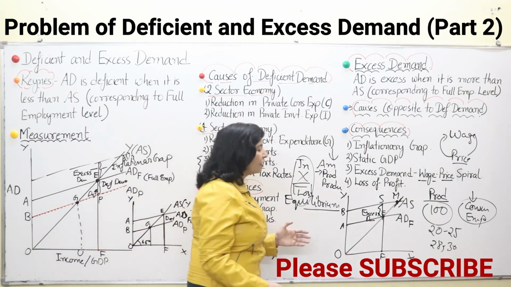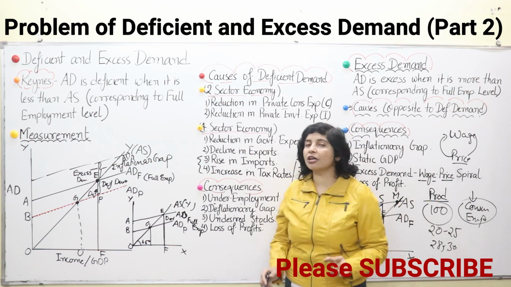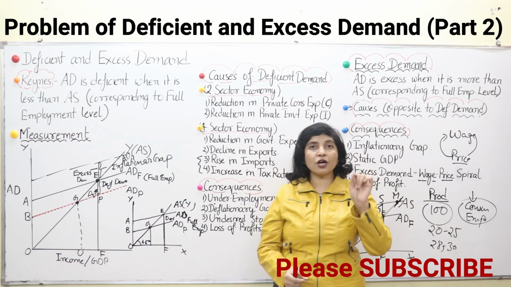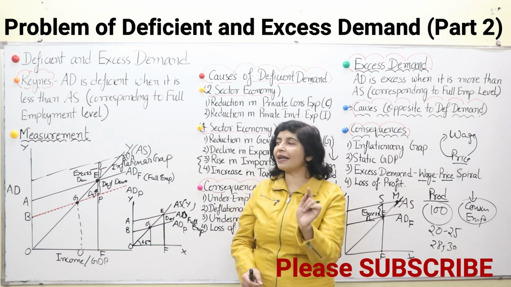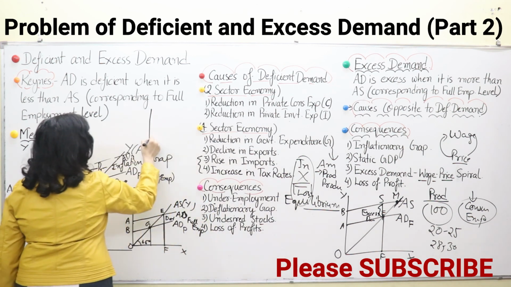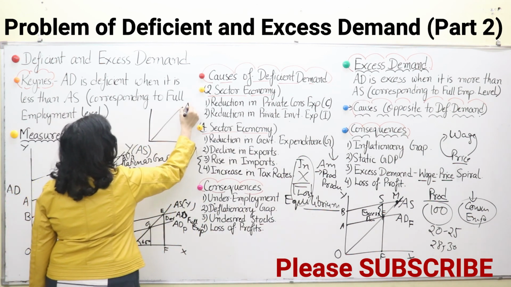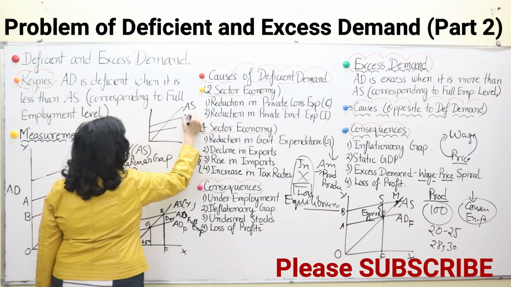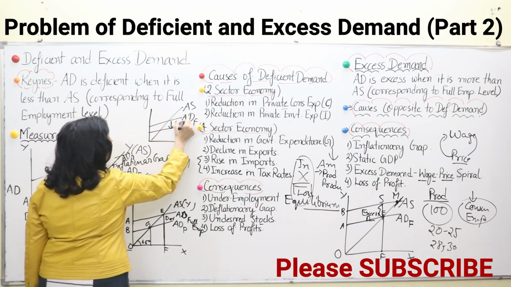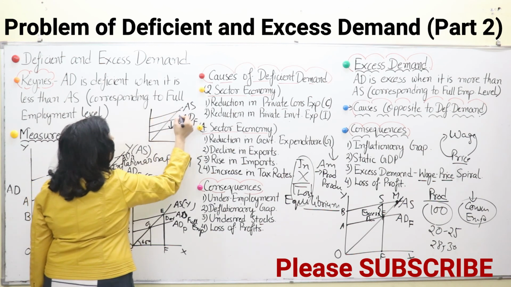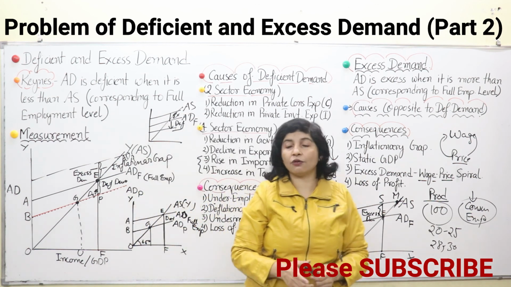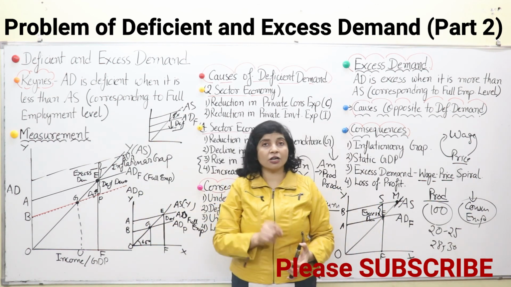So I hope you have understood this topic. You only have to remember one thing in the measurement of deficient and excess demand. It is only one diagram. You need to see aggregate demand against full employment. When it is below full employment, it is deficient demand, and when aggregate demand is above full employment level, it is excess demand. So I hope you have understood the topic with just the one diagram.